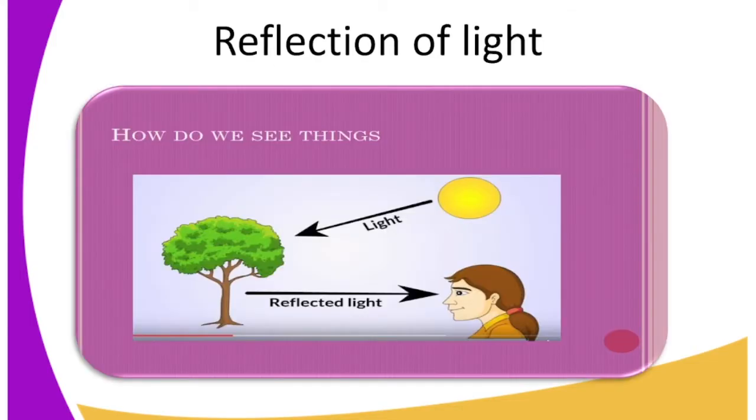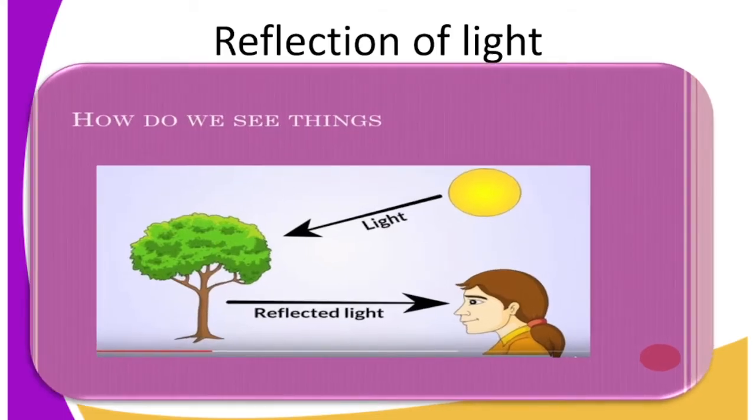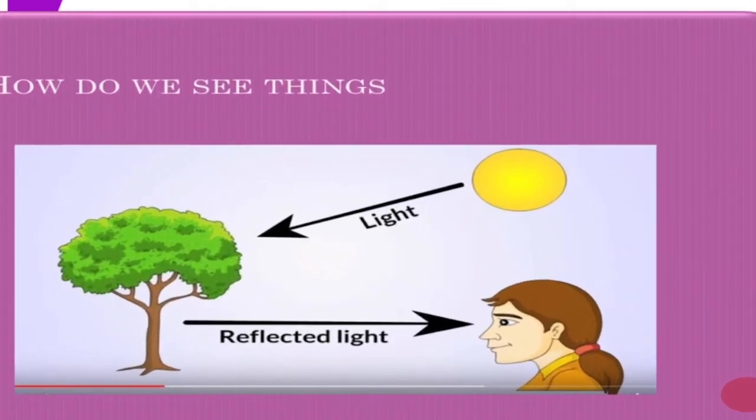As you can see from the diagram, there's an image there. What happens when light falls on an object? When light falls on an object, the light is reflected back. That enables one to see. The reason why we are able to see is because the light that falls on the object is reflected to the eye, and that enables us to see.